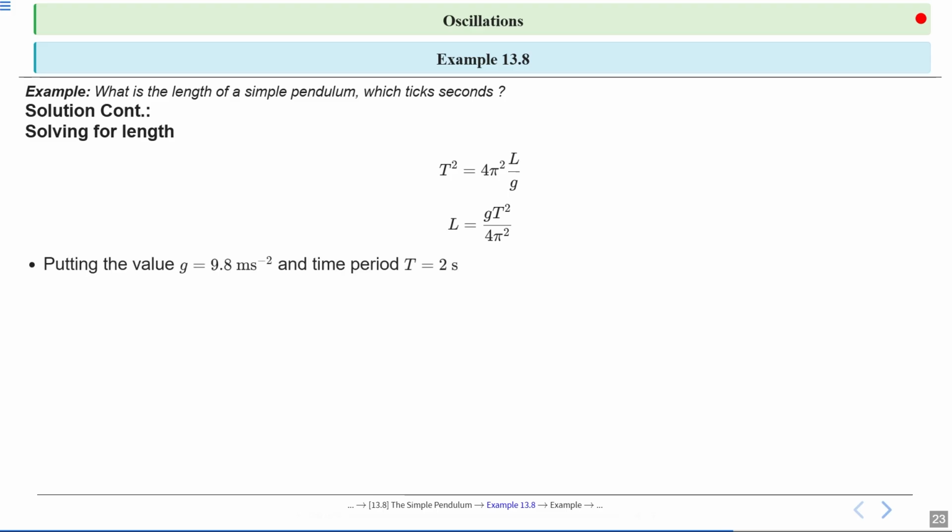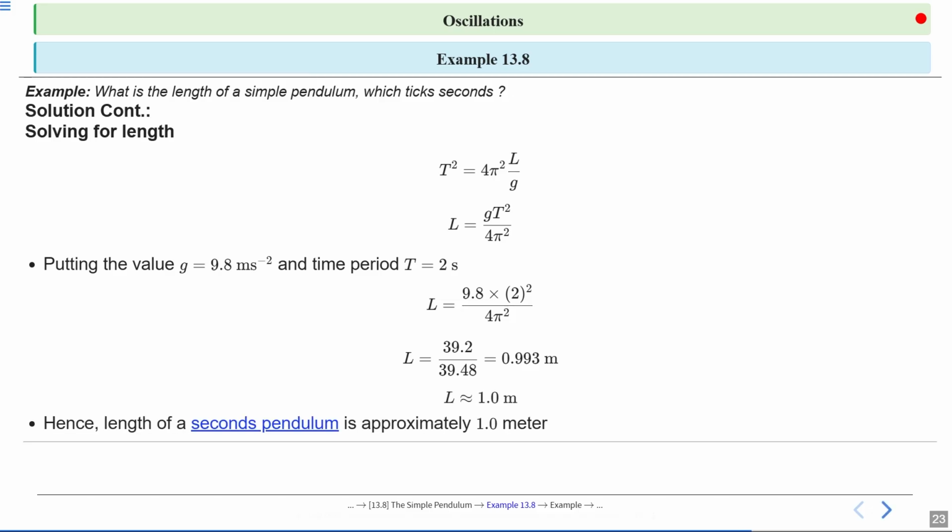Putting the value g equal to 9.8 meter per second square and time period T equal to 2 seconds, L is equal to 9.8 into 2 square divided by 4 pi square. So L equal to 39.2 divided by 39.48, which is equal to 0.993 meter. So L is approximately 1.0 meter. Hence, the length of a second's pendulum is approximately 1 meter.